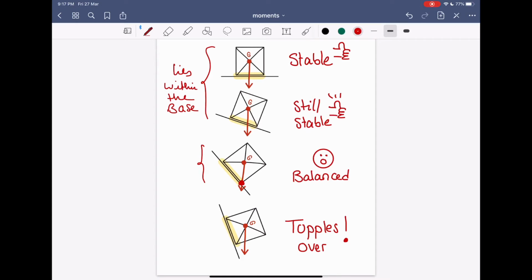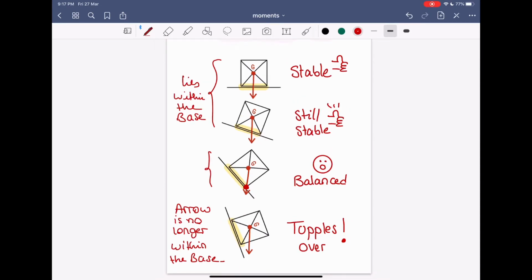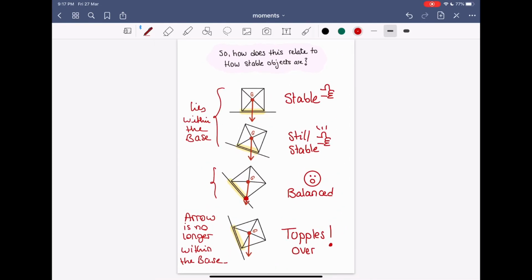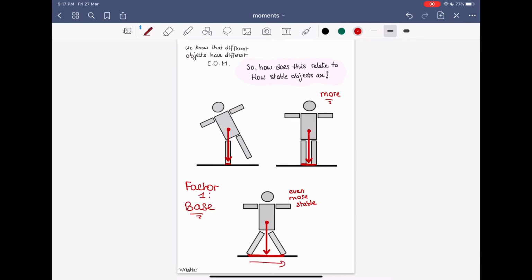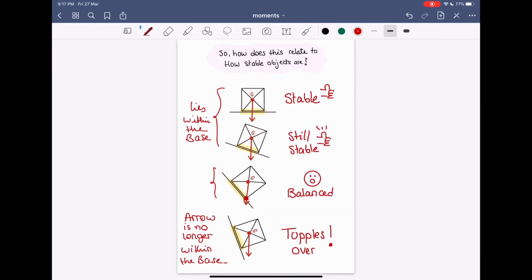And what happens here when it topples over? We can see that the arrow is no longer falling within the base. So this is why it is important to have a very wide base. The wider the base, the more stable an object is.